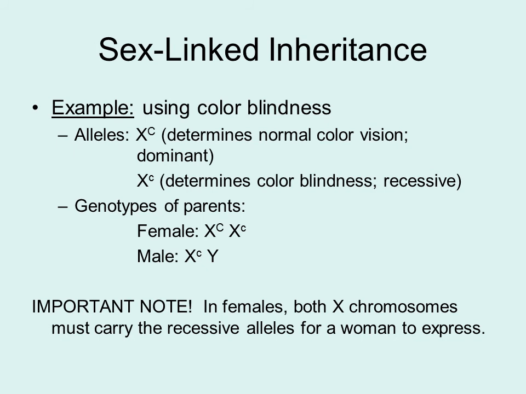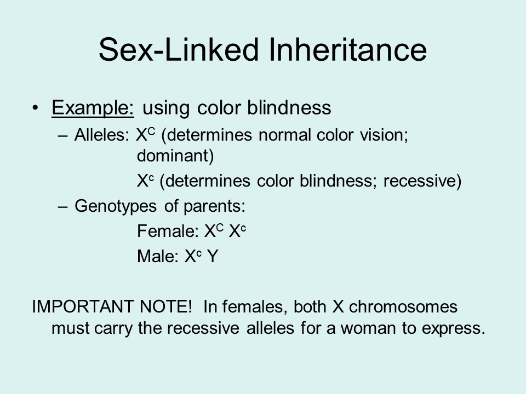Females, you have two X chromosomes. You got one from mom and one from dad. The only way a female is colorblind is she has to have both of those recessive alleles. She has to have both X little c's. Where does she get those from? One from mom and one from dad.